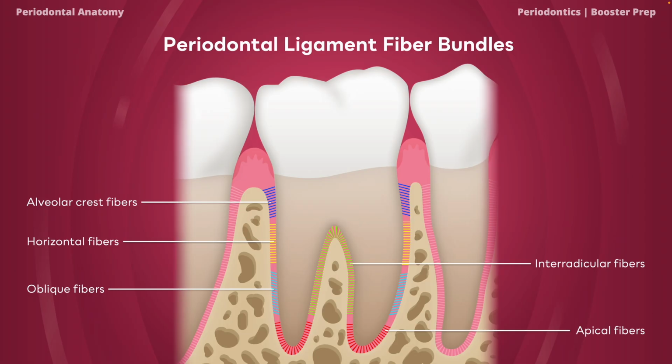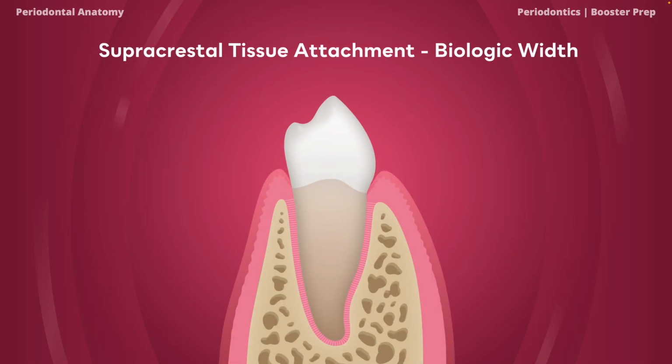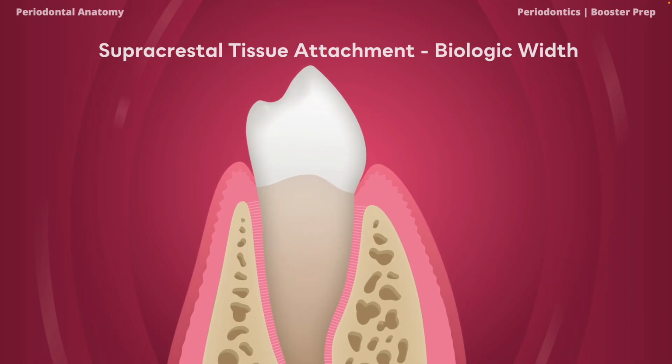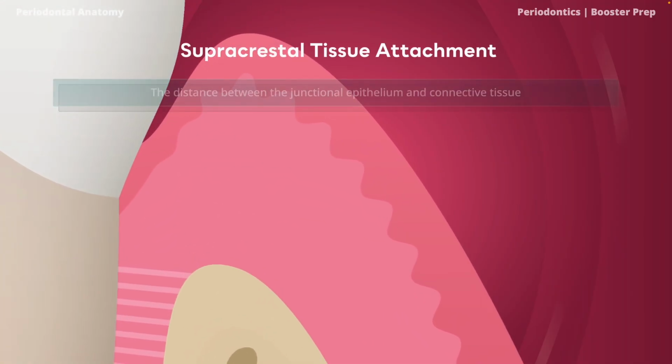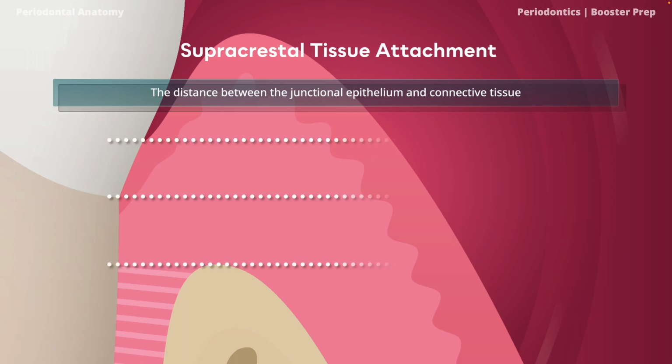The next important concept you should know is biologic width, which now has a more fancy technical word, the supracrestal tissue attachment. And I kind of like the new name because it's very descriptive. Because the biologic width is the distance between the junctional epithelial and connective tissue attachments, both of which are above the alveolar crest. So let's break this down.